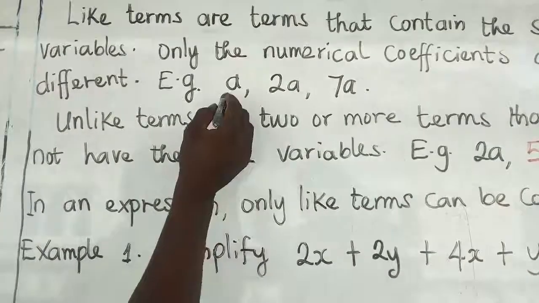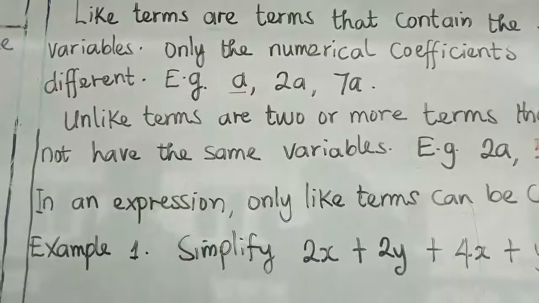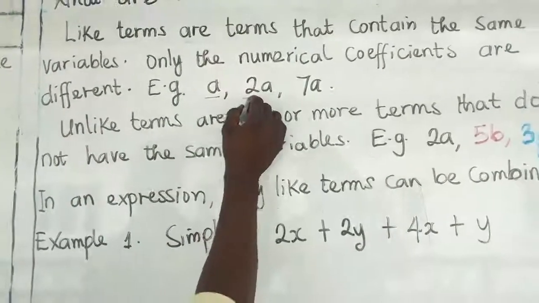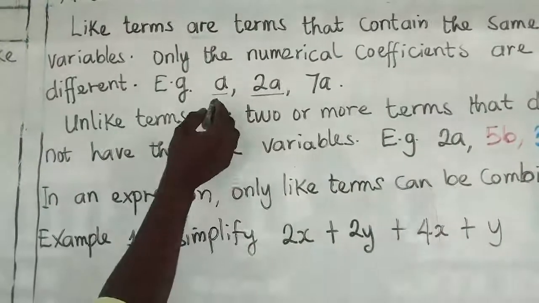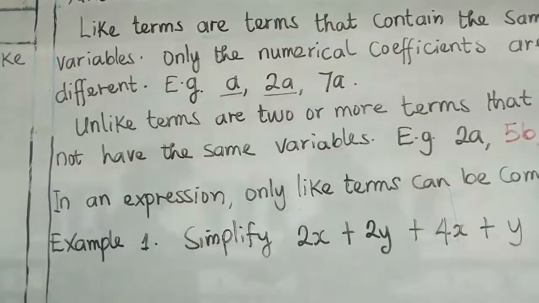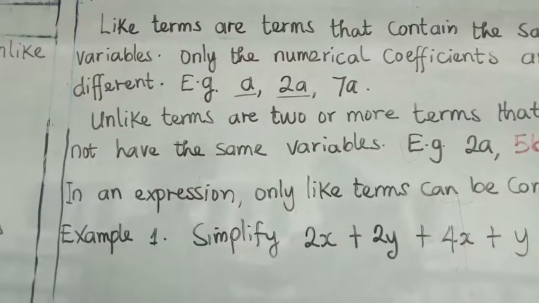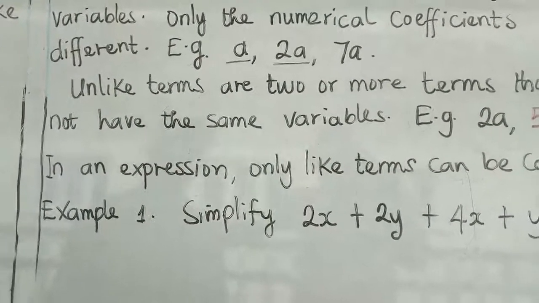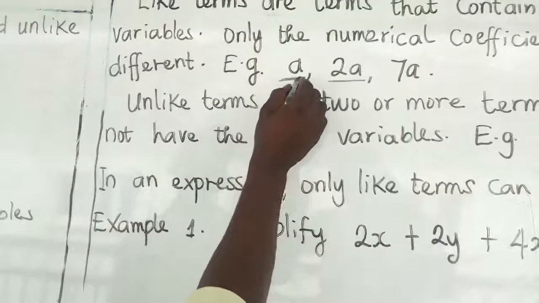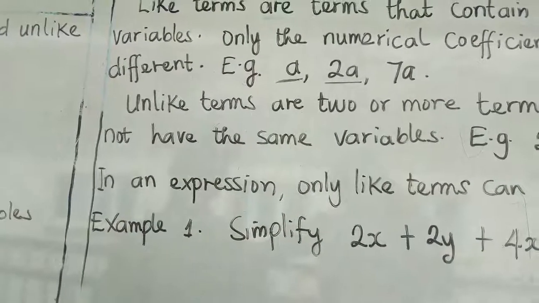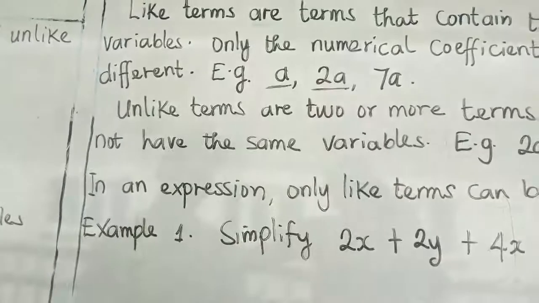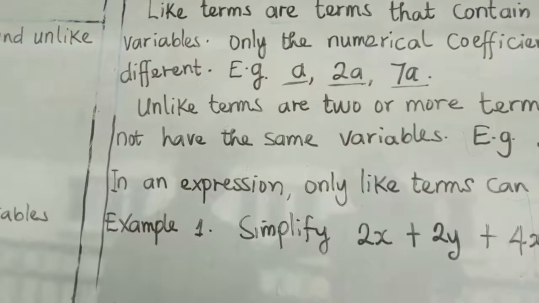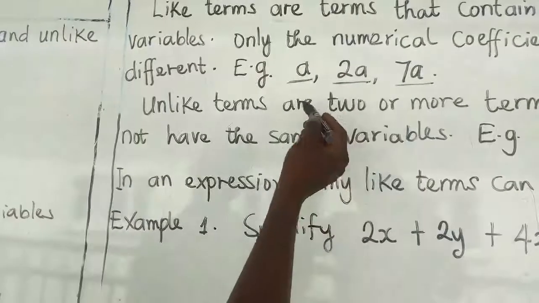For example, a is a variable. This is 2a. This is a term. Like I said before, a term could be a letter, it could be a number, and it could be a combination of both number and letter. So a is a term, 2a is another term, 7a is another term. They all have the same variable, and the variable is a.